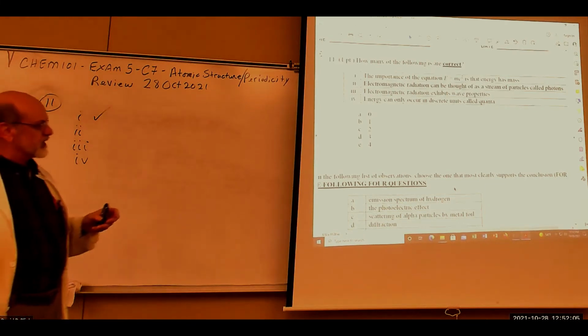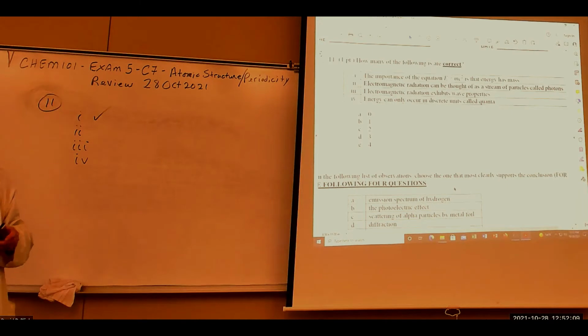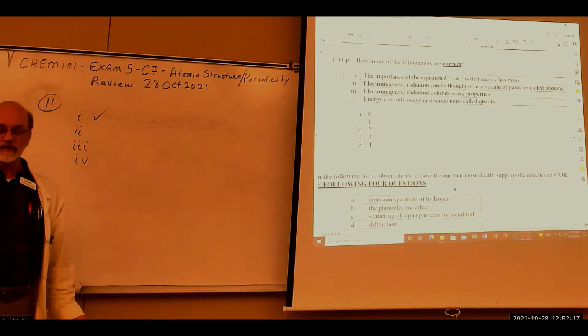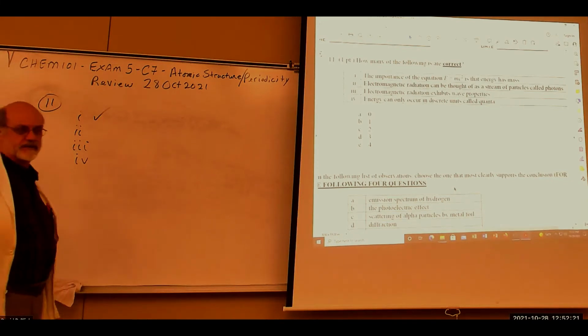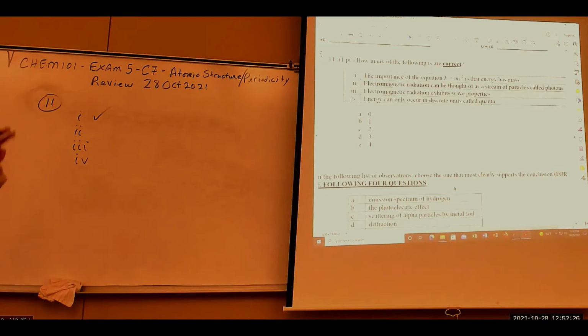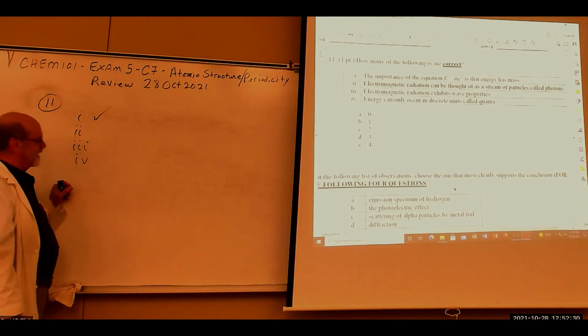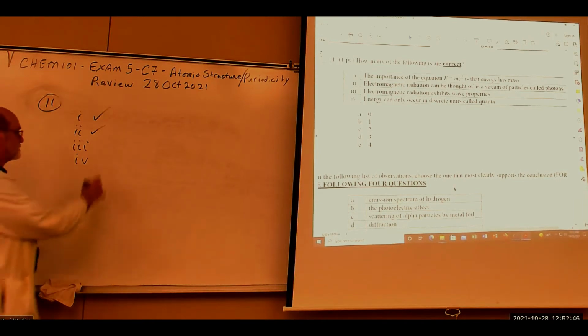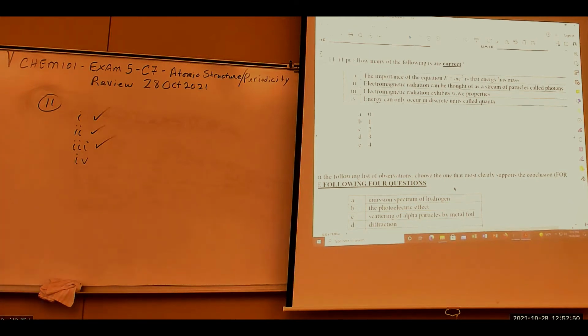Electromagnetic radiation can be thought of as a stream of particles called photons. Yeah. What evidence did we study that said that's true? I'm in trouble with my brain today. I can see a picture of it happening. Photoelectric effect. Right? That one's true. Electromagnetic radiation exhibits wave properties. Yeah, in fact, before the photoelectric effect was discovered, that's all there was to go on, was wave properties of light. It behaves as both. Energy can only occur in discrete units called quanta. But yeah, that's another way of saying photons. Okay, so they're all true. All four of them.